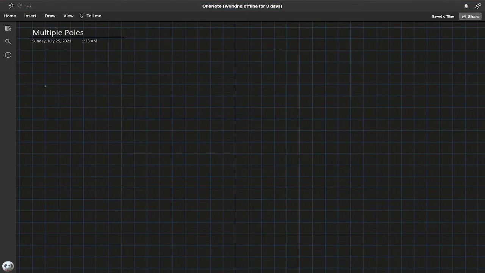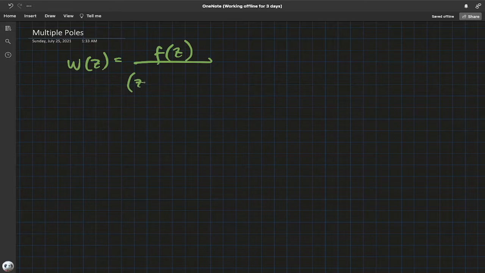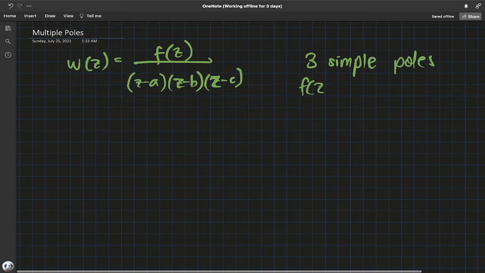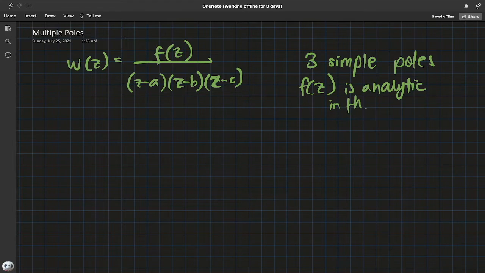Okay, so moving on to our next discussion, assume our function w of z has the form f of z divided by (z minus a)(z minus b)(z minus c). So we can safely assume we have 3 simple poles. Simple, because I'm not raising it to any power, so it's going to be order 1, all 3 of them. And f of z we assume is analytic in the appropriate region. And again, the region will be around the contour like before.